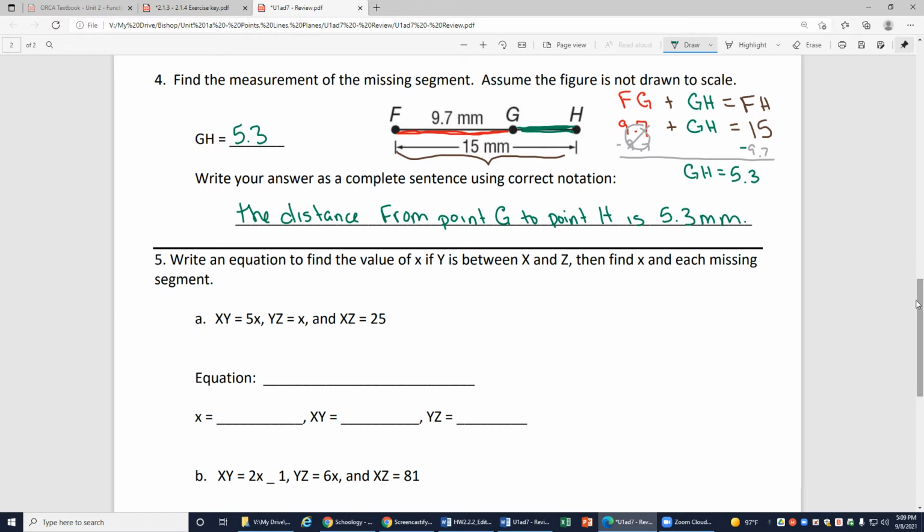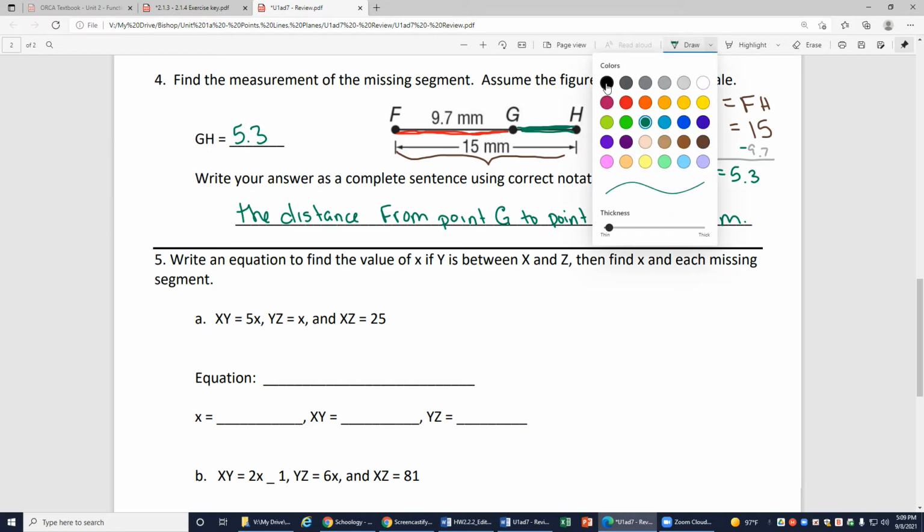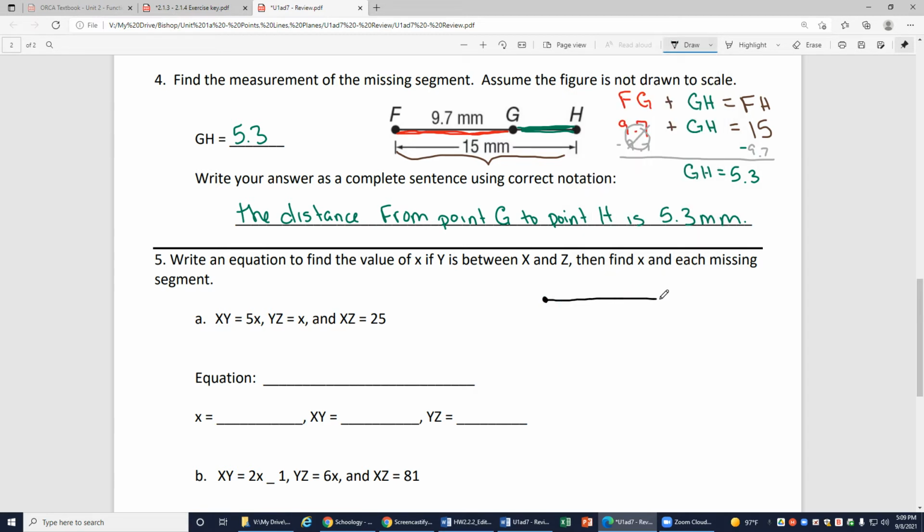Number 5: write an equation to find the value of x if y is between x and z, and then find x and each missing segment. Okay, so the first thing I want to do anytime they give me something like this is draw a picture. So y is between x and z. The first thing I'm going to do is find an x, find a z. Y is somewhere in between, and I don't like to make it look like it's right in the middle so I don't get confused. Once I do that, then I'm set up for my segment addition postulate.